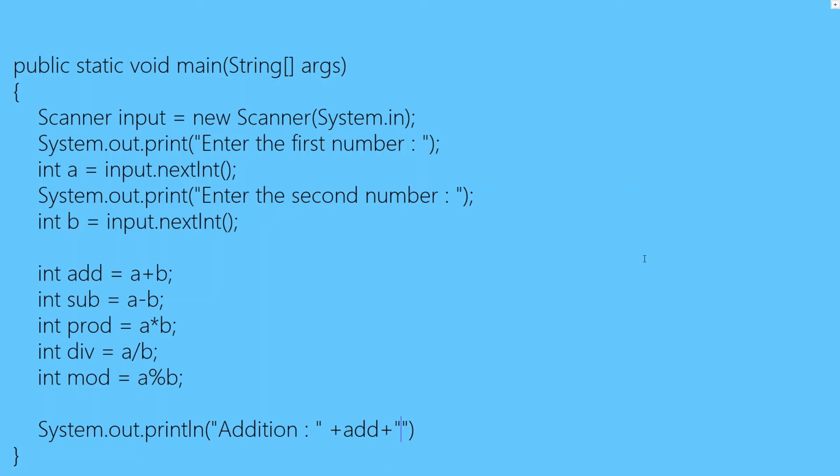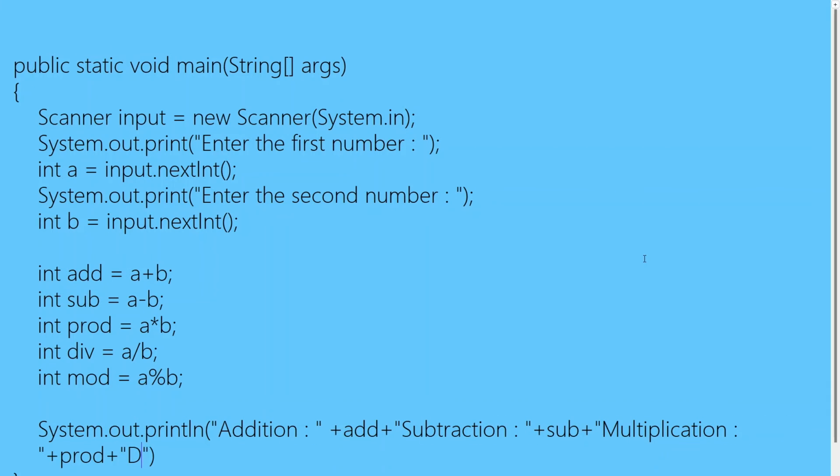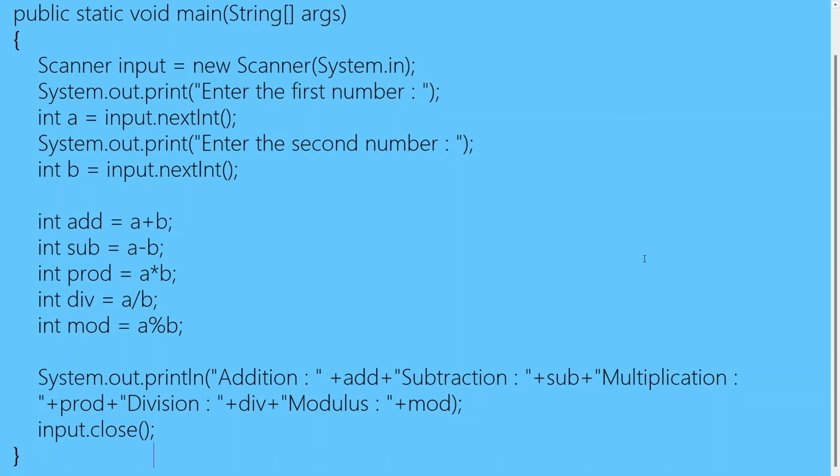Now, with the help of print command, we display the data of these result variables. Congratulations! Now you have created a simple calculator with Java code.